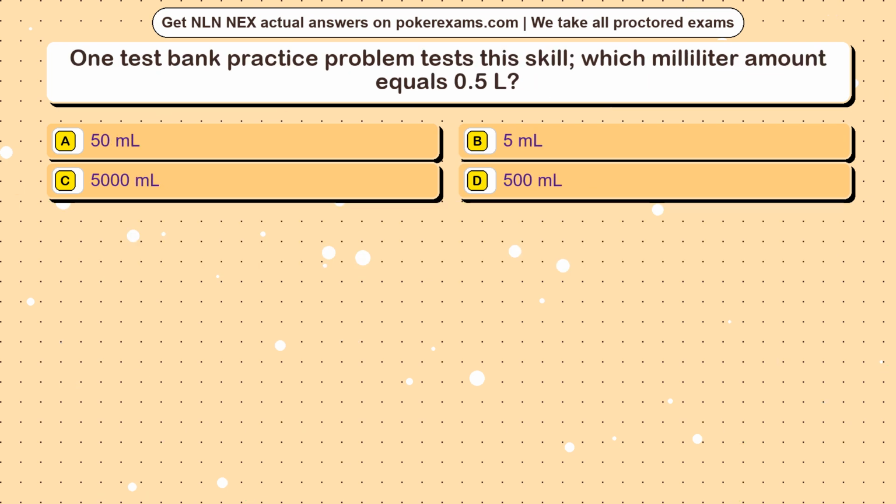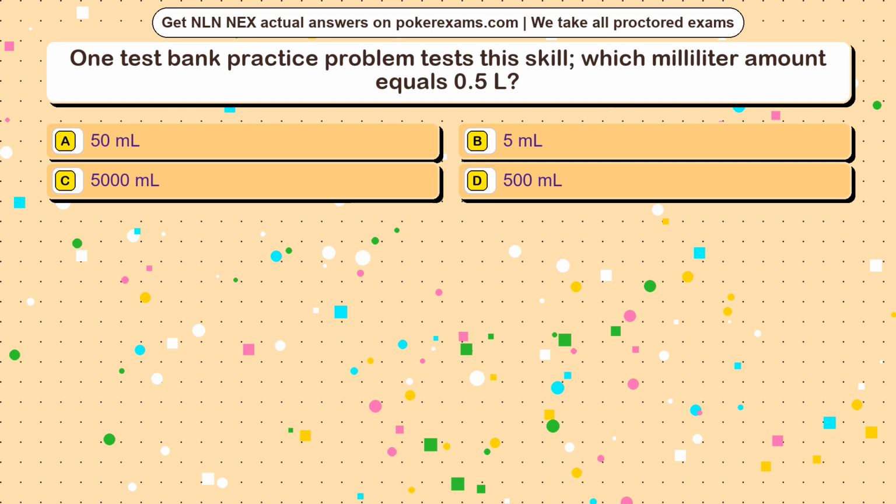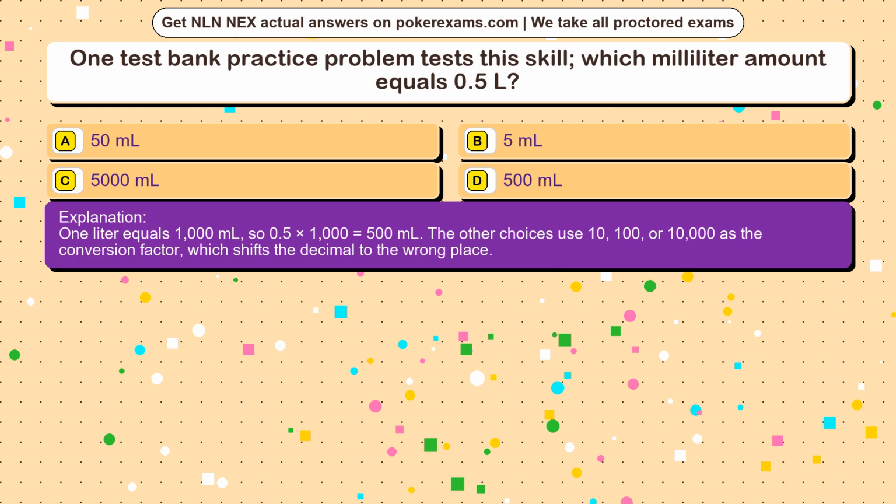Question 11. One test bank practice problem tests this skill. Which milliliter amount equals 0.5 L? Option A, 50 ml. Option B, 5 ml. Option C, 5,000 ml. Option D, 500 ml. The correct answer is option D. 1 liter equals 1,000 ml, so 0.5 times 1,000 equals 500 ml. The other choices use 10, 100, or 10,000 as the conversion factor, which shifts the decimal to the wrong place.